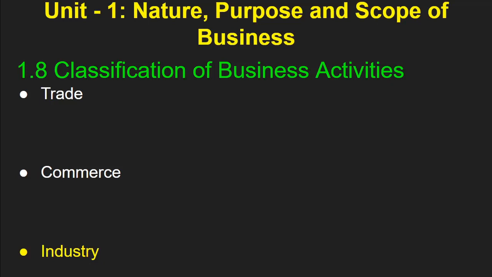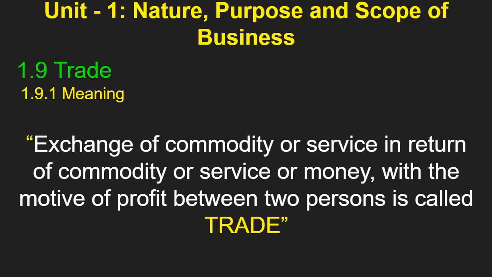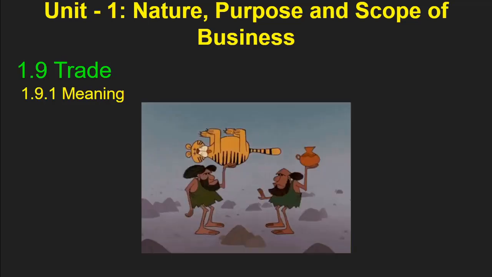Let us focus on to the first, that is trade. Now the meaning of trade or the definition of trade is given as exchange of commodity or service in return of commodity or service or money with motive of profit between two persons is called trade. So what is exchange of commodity or service or money? Let us see in this picture.